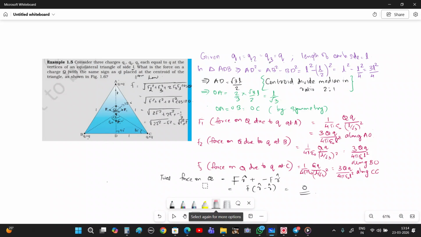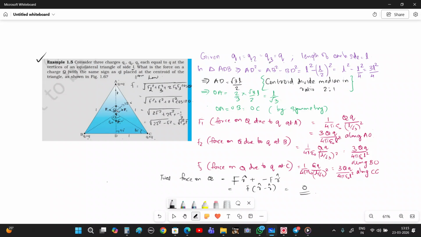Hi all. Today we are going to do the fifth example from electric charges and fields. The question is given here. Consider three charges q1, q2, q3, each equal to q, placed at the vertices of an equilateral triangle. Equilateral triangle means a triangle with all sides of the same length. In the question they have given us the length as L, and they also told us there are three charges and all three charges have the same value. So q1 equals q, q2 equals q, q3 equals q.